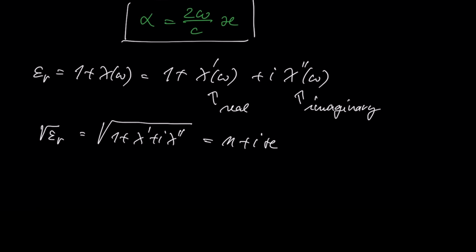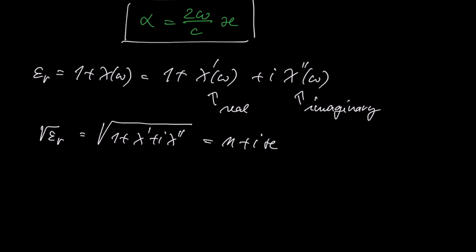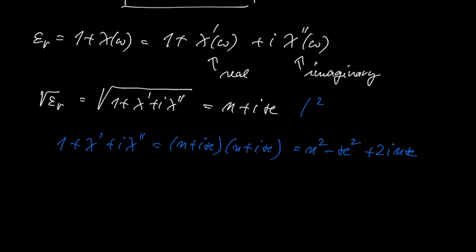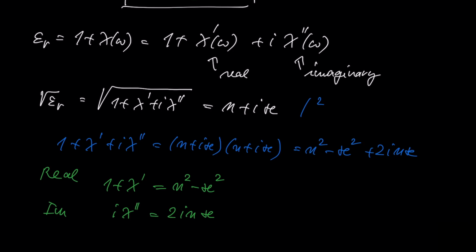And we want to know what n is and what kappa is. This we can achieve by first taking a square of this equation. So 1 plus chi dash plus i chi double dash is equal to n plus i kappa, n plus i kappa, which is n squared minus kappa squared plus 2 i n kappa. We can take the real and imaginary parts of these equations. From the real part we get 1 plus chi dash equals n squared minus kappa squared, and i chi double dash is equal to 2 i n kappa. That's the imaginary part.